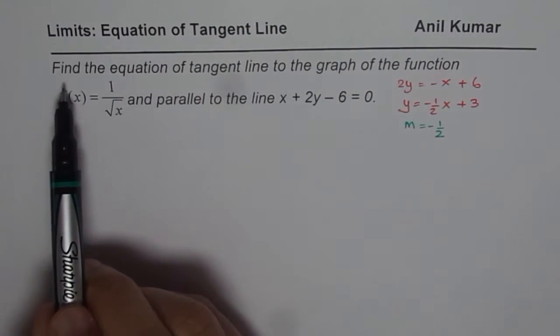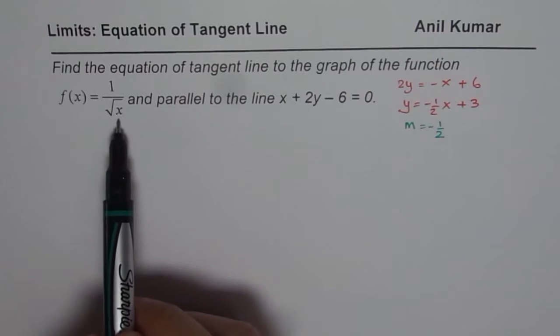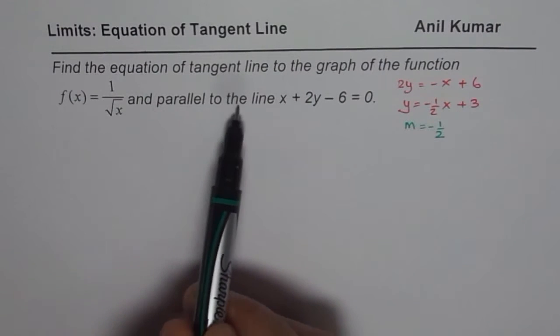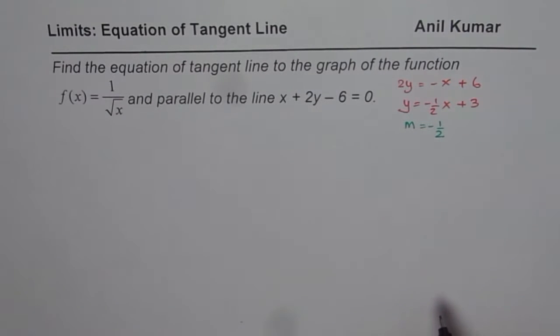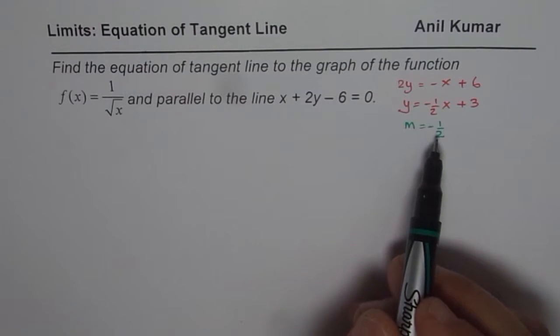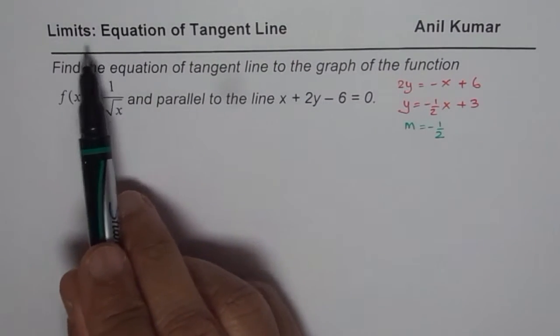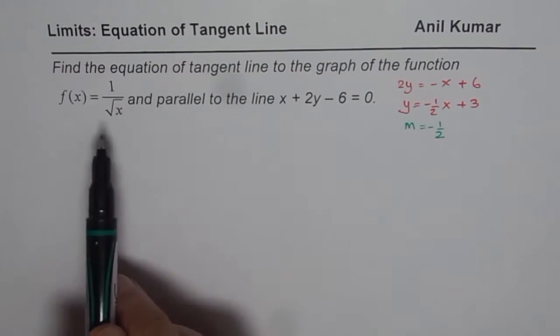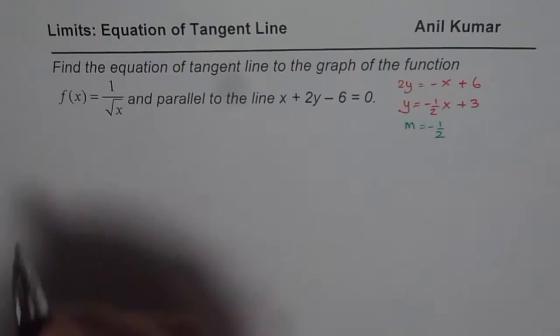So the question becomes, find the equation of the tangent line to the graph of f of x equals 1 over square root x, and parallel to this line means with slope of minus half. Now we will use the first principle of limits to find the slope of the tangent line at any general point on the given function. So that is how we're going to solve it.